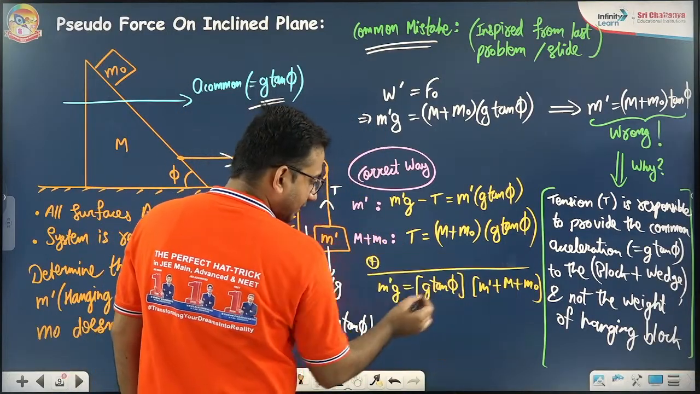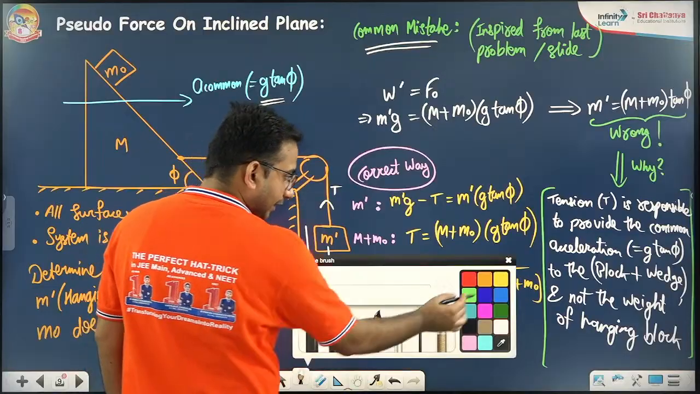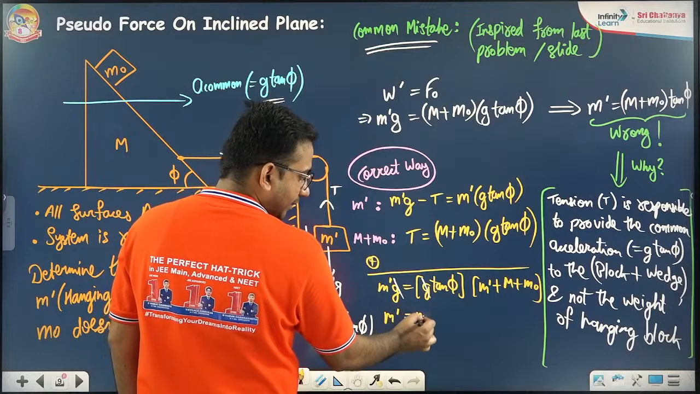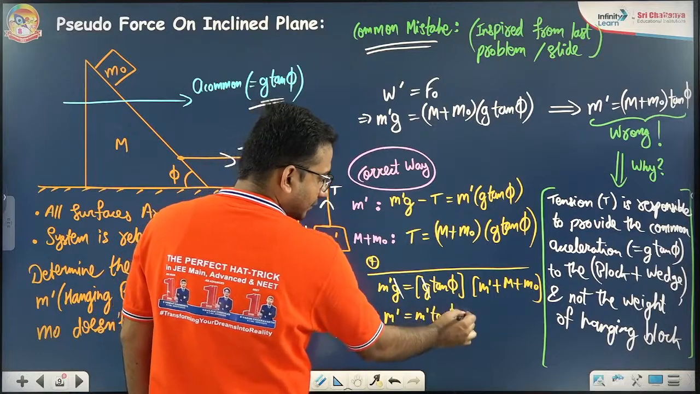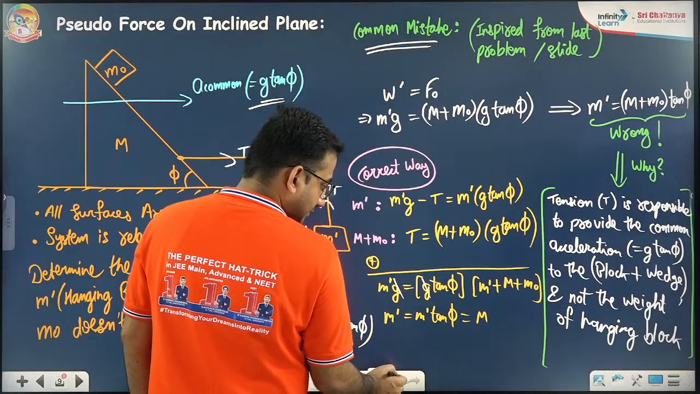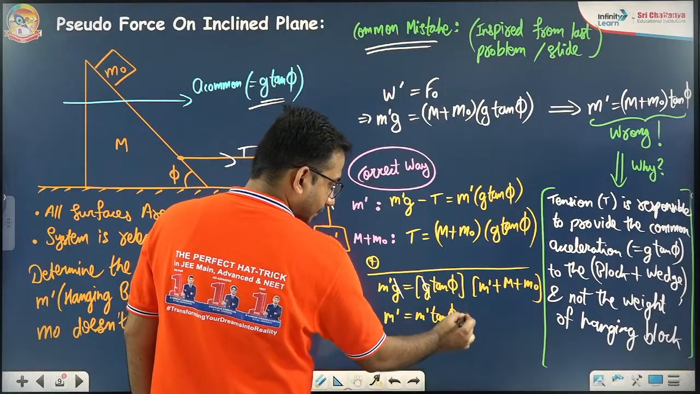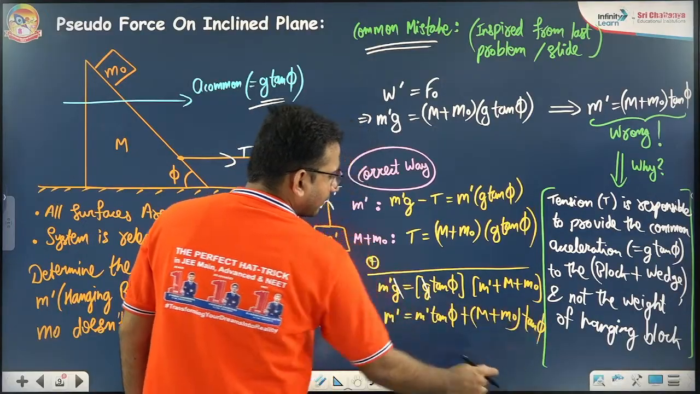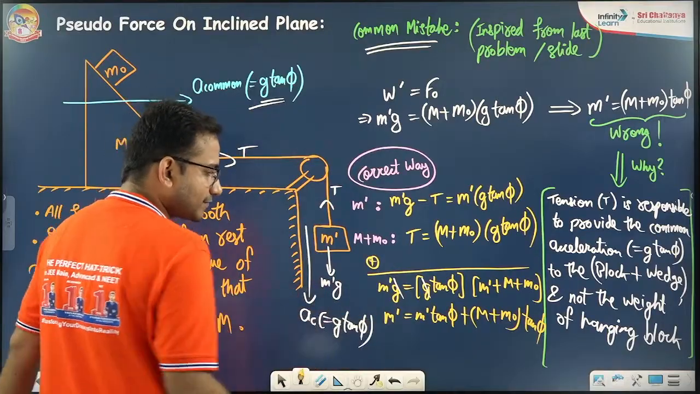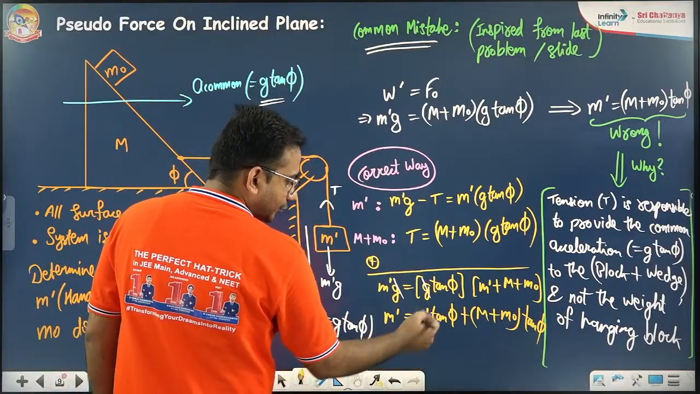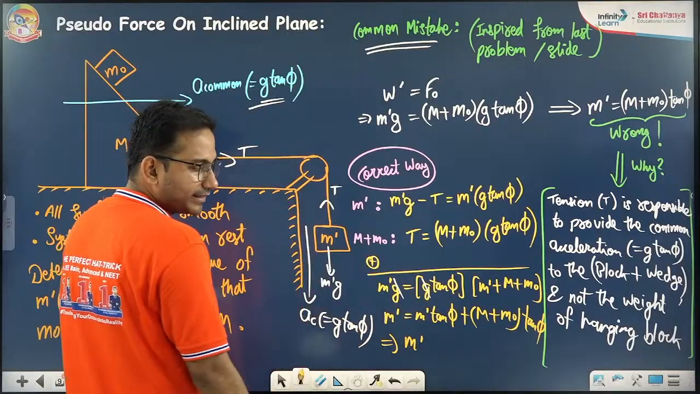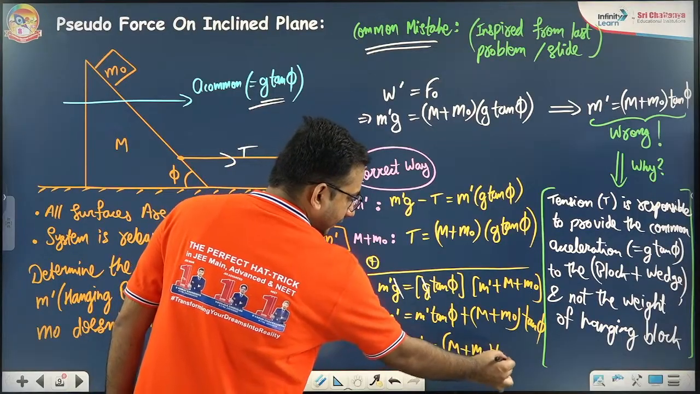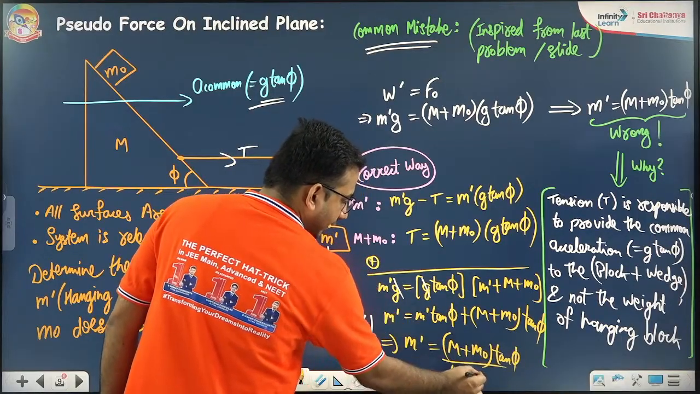So G and G can again be cancelled here. And this will be M dash, and that will be equal to M dash tan phi plus capital M plus M naught into tan phi. Just a normal solution. Even if I am making a bit of a mistake, just verify the solution. So M dash, you take this term on this side, you will have a coefficient as 1 minus tan phi. So the final answer here will be M dash equals M plus M naught tan phi by 1 minus tan phi.